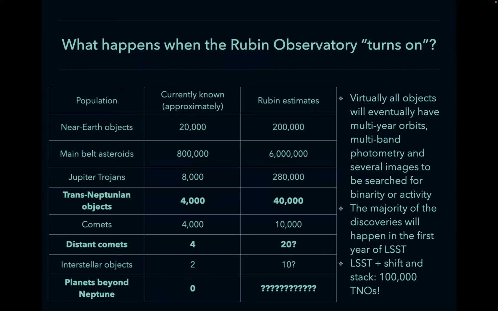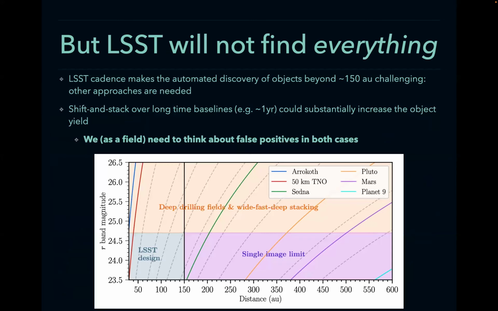We know of 4 distant comets nowadays. With LSST, we should see 20, maybe. And of course, there are no planets beyond Neptune. Maybe we'll see something like that with LSST. And of course, all LSST objects will have multi-year orbits, multi-band photometry, etc. So it will be great for statistics in general.